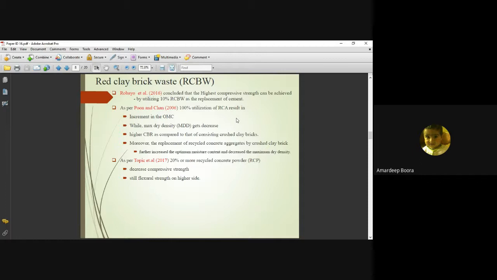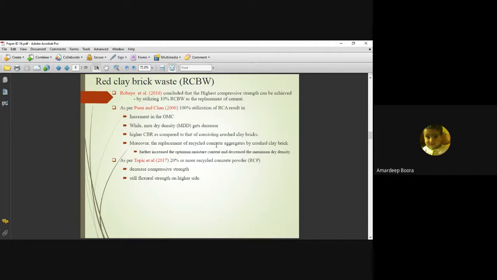While Poon and Chon, who utilized both this RCBW and the recycled concrete aggregate, confirm that 100% utilization of RCA increases the OMC, while the maximum dry density decreases. But incorporation of this RCBW results in a further increment in the optimum moisture content and a further reduction in the maximum dry density.